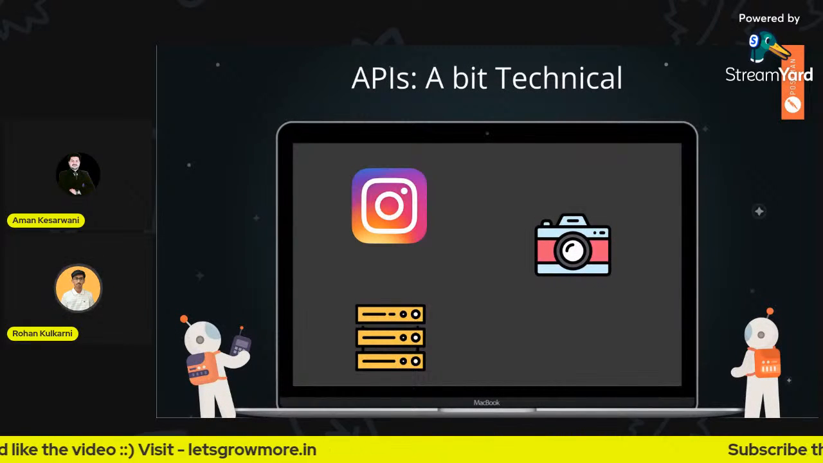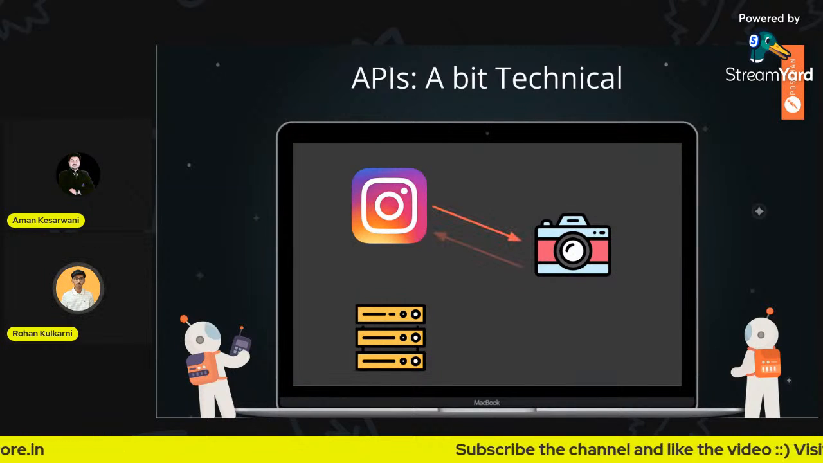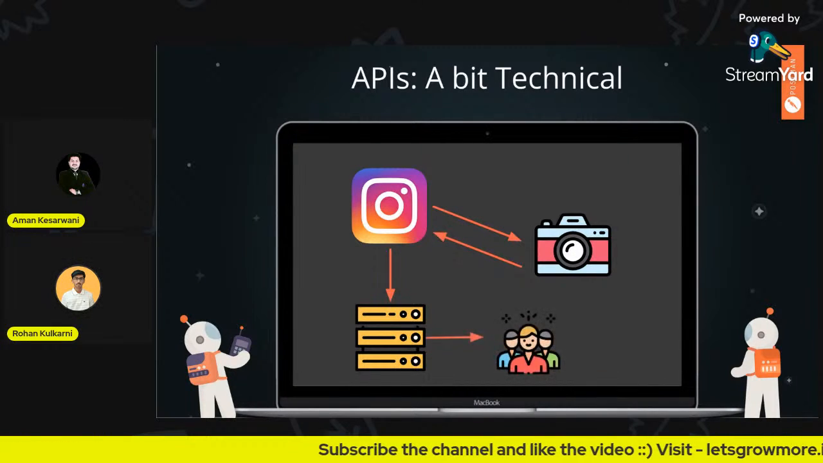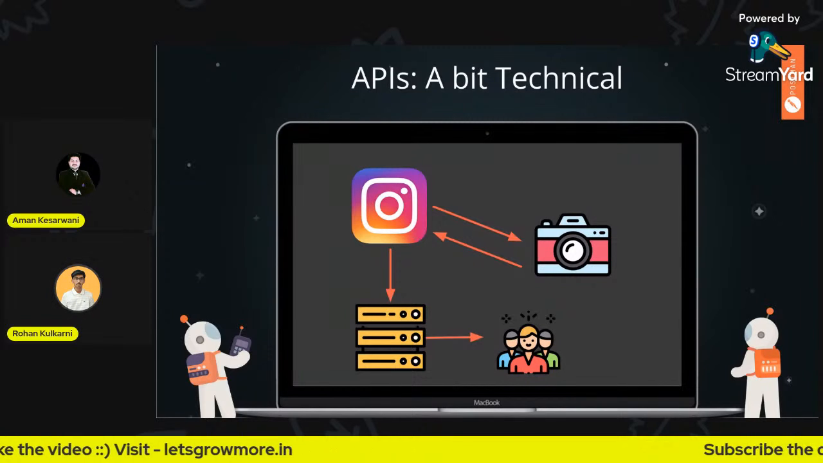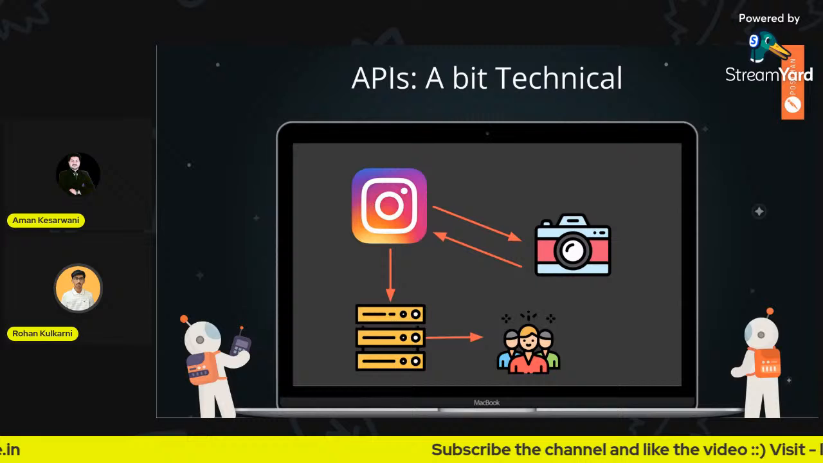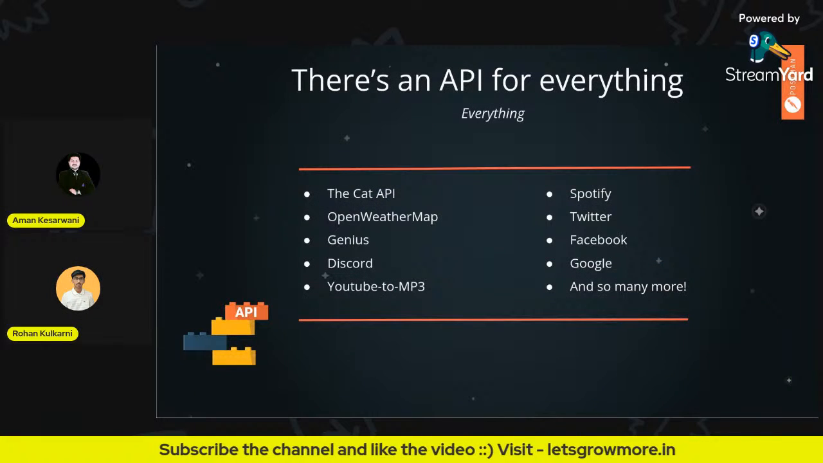Let's have a look at how Instagram uses the hardware API. When we open the story section in Instagram, we are able to click pictures there. That is done with the help of a hardware API, which helps us capture our photos. And in Instagram, our feed is also loaded with the help of an API. So yeah, there is an API for everything.